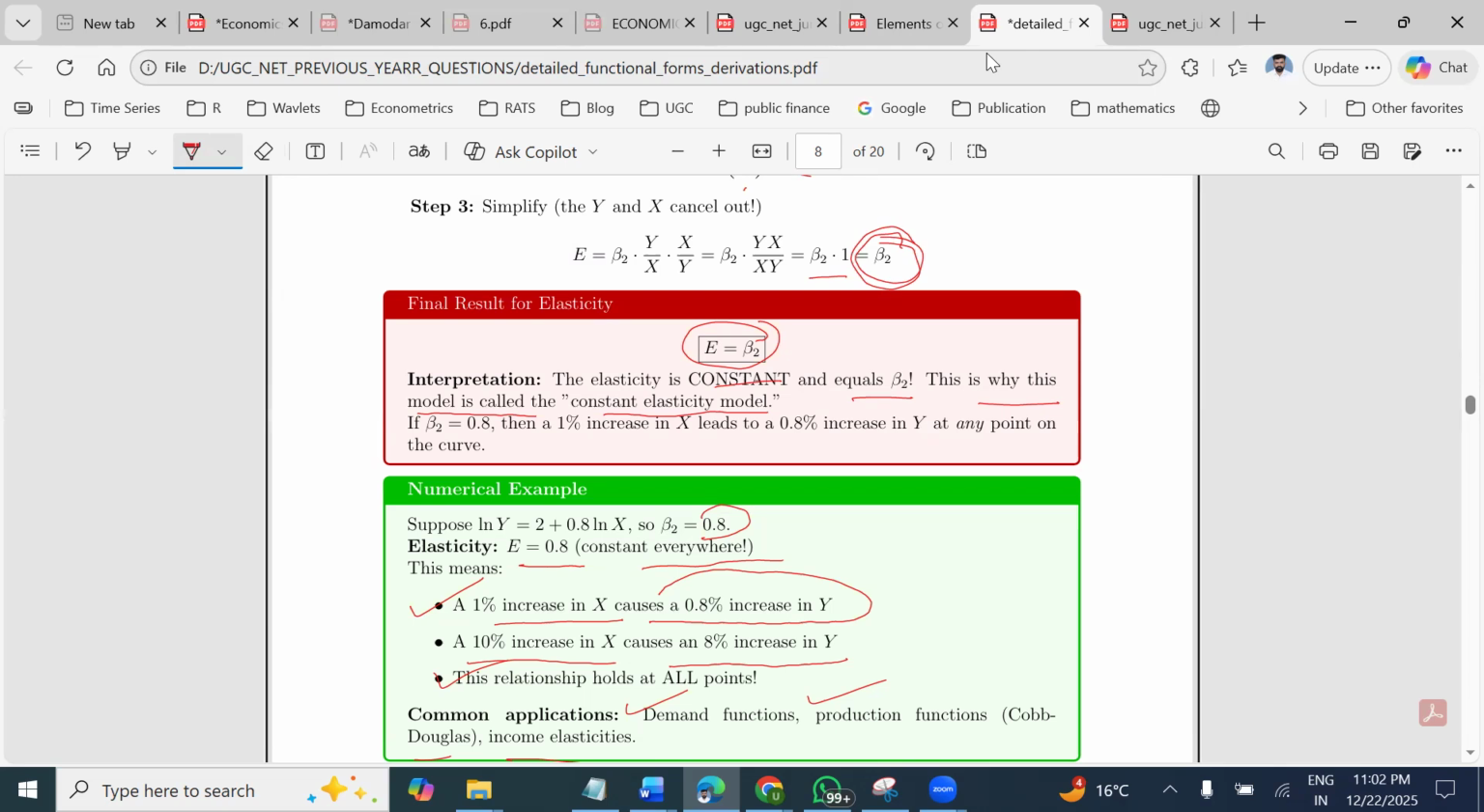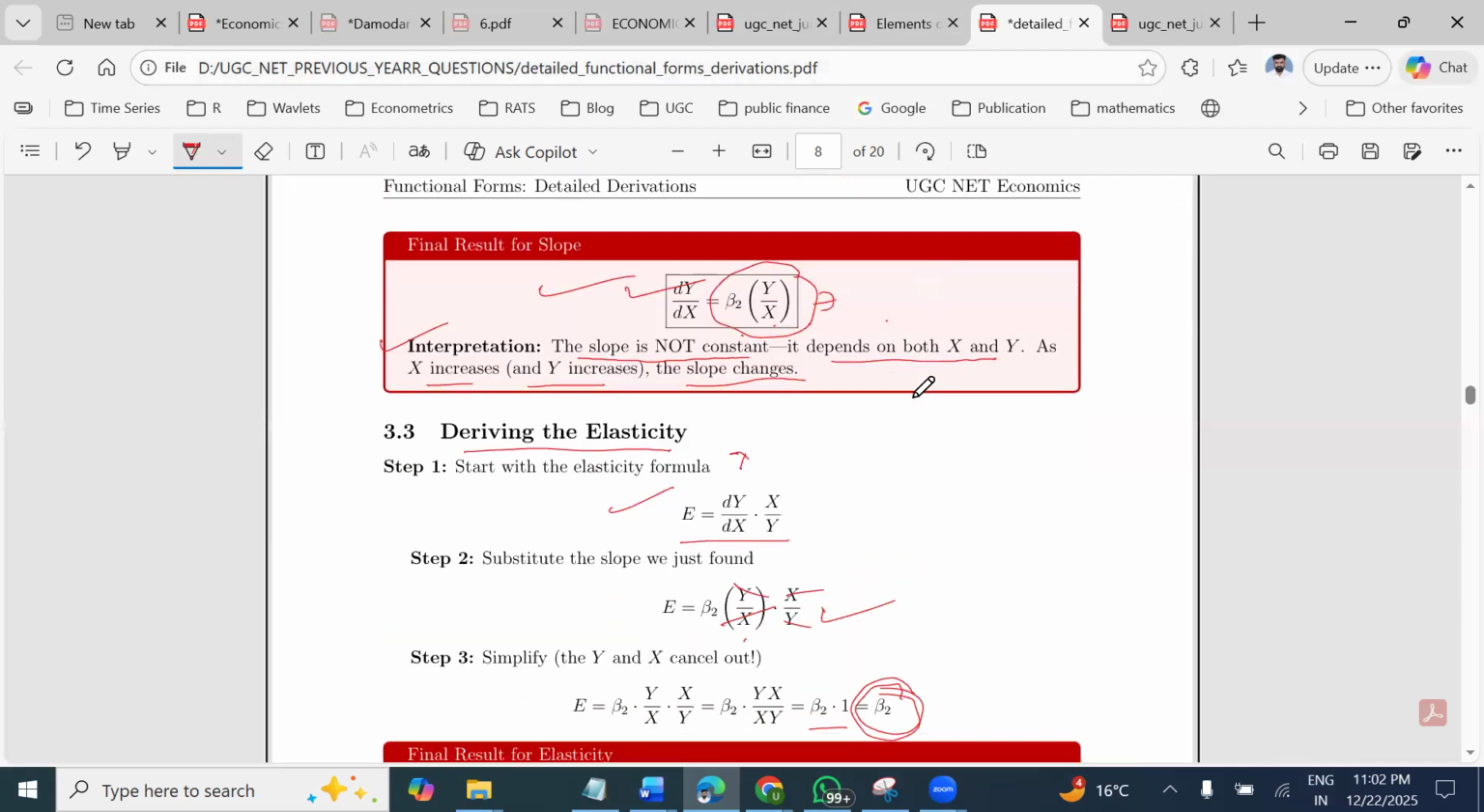I have the book, this is chapter number 6, the log linear model. Page 159. Just see, it is clearly written that the slope is beta 2 into y by x. So as per the Gujarati book only, we have derived. So Madhusmita, please don't get confused. This is the slope. That is why it is clearly written: this slope is not constant. It depends on both x and y.